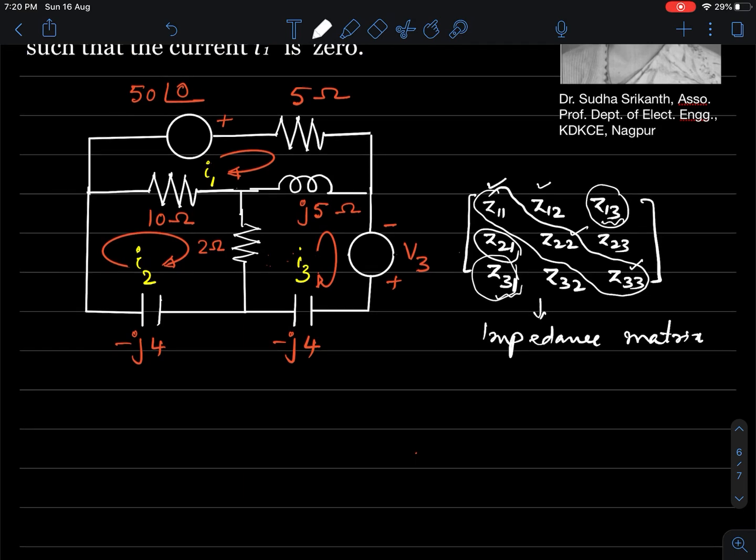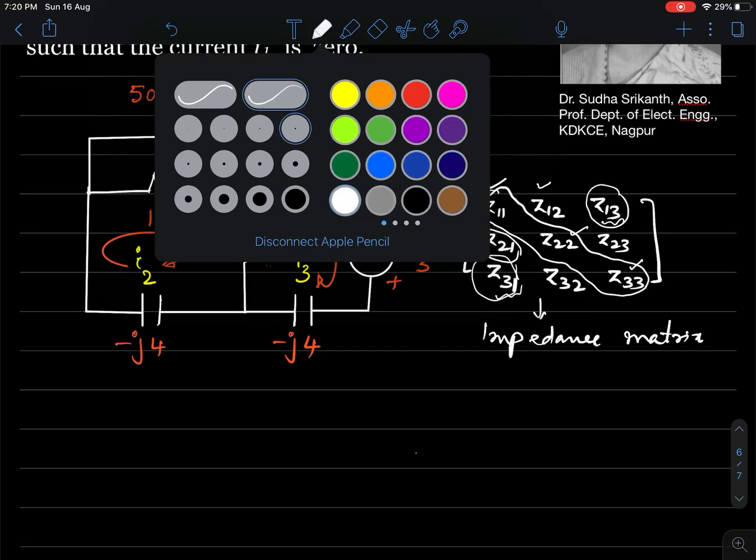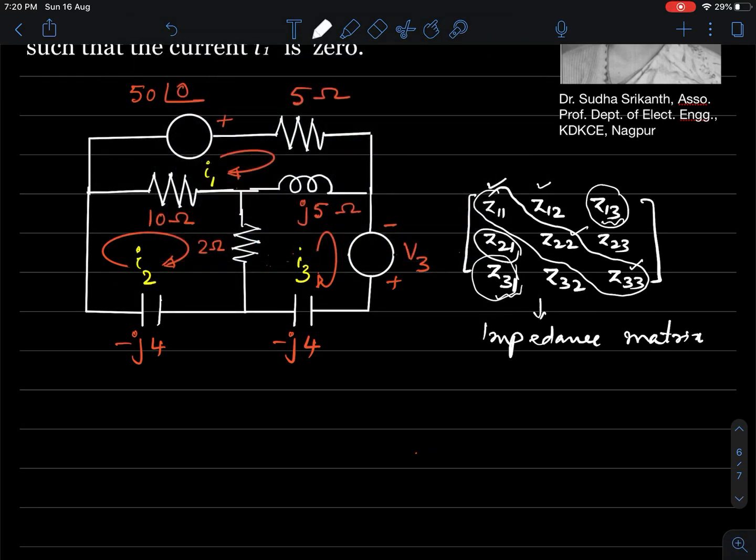Okay, so let me write the impedance matrix. My impedance matrix would be, for the first mesh, all the impedances contained in the first mesh. So I need to add the real parts and the imaginary parts. My real part would be 5 ohm and 10 ohm, that would make it 15. And the reactance part is just j5. Okay, that is my Z11. And Z12 is given a negative sign.